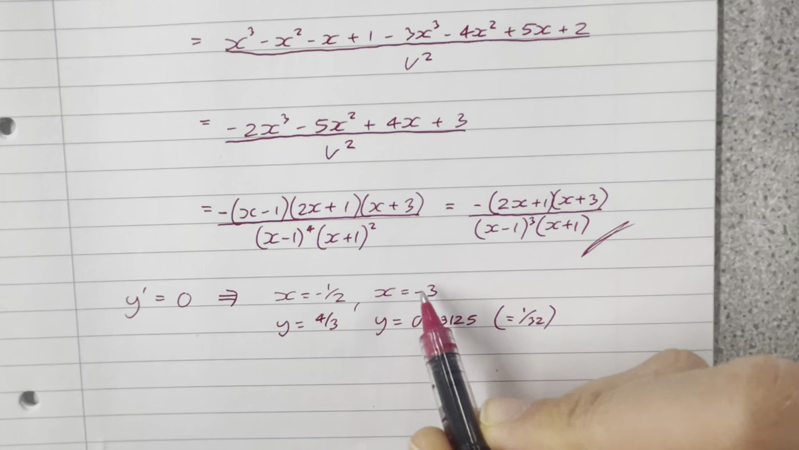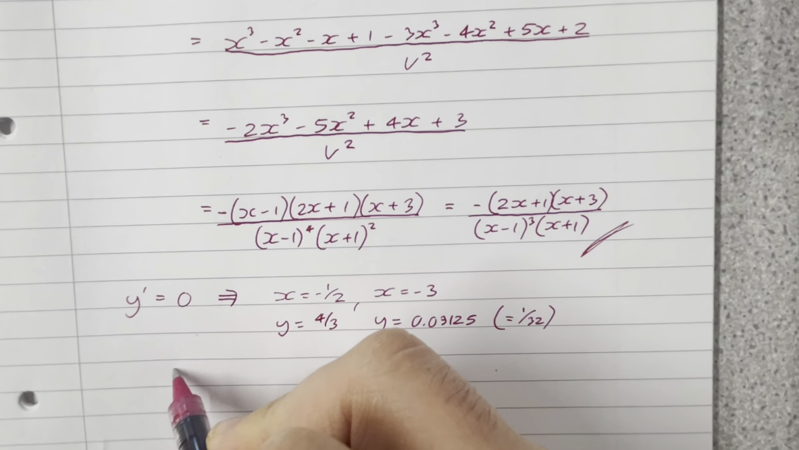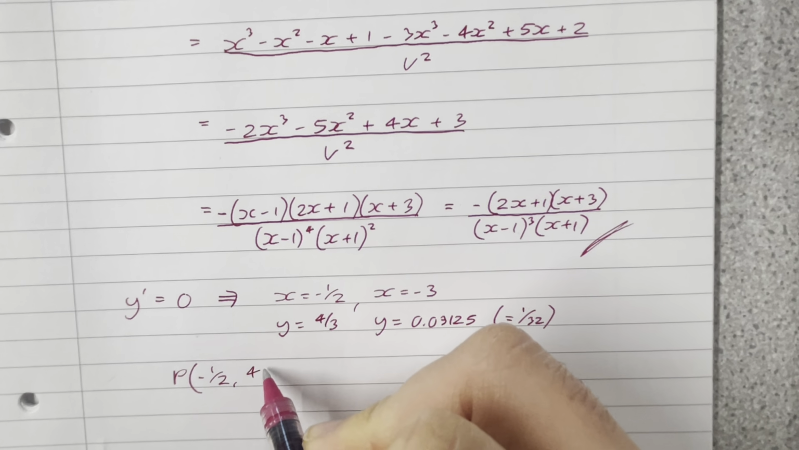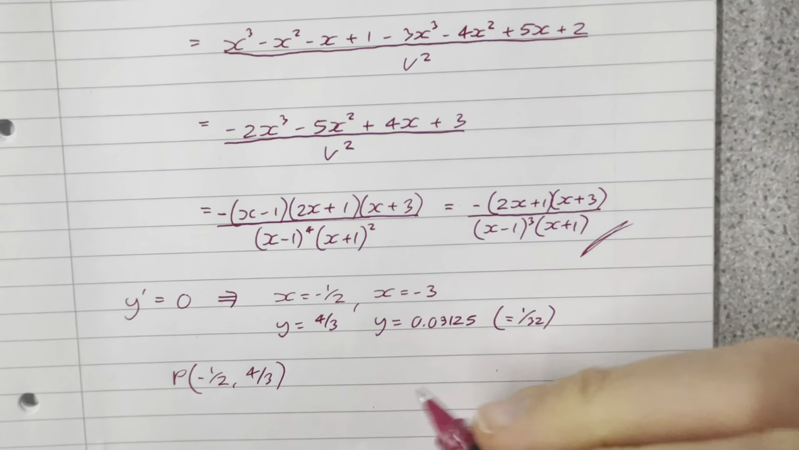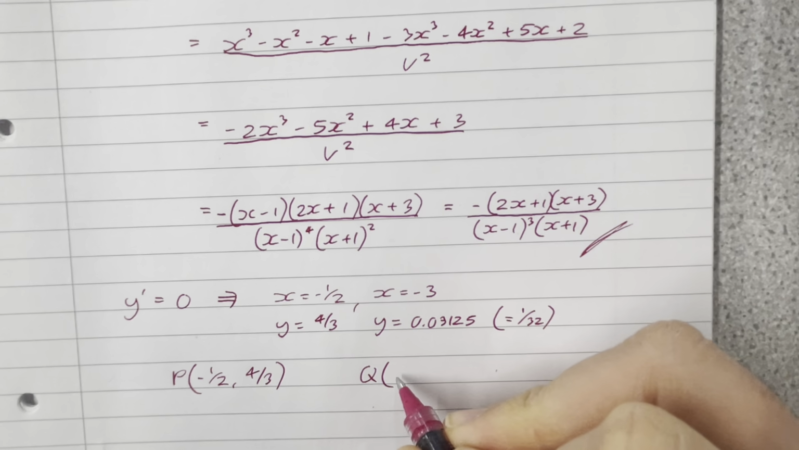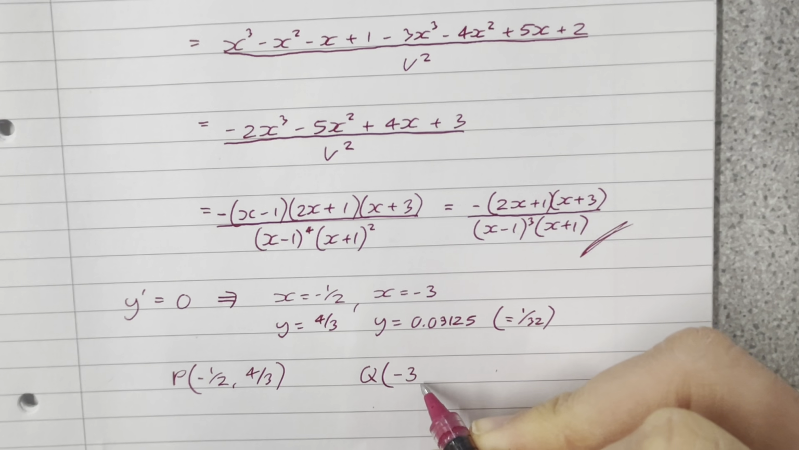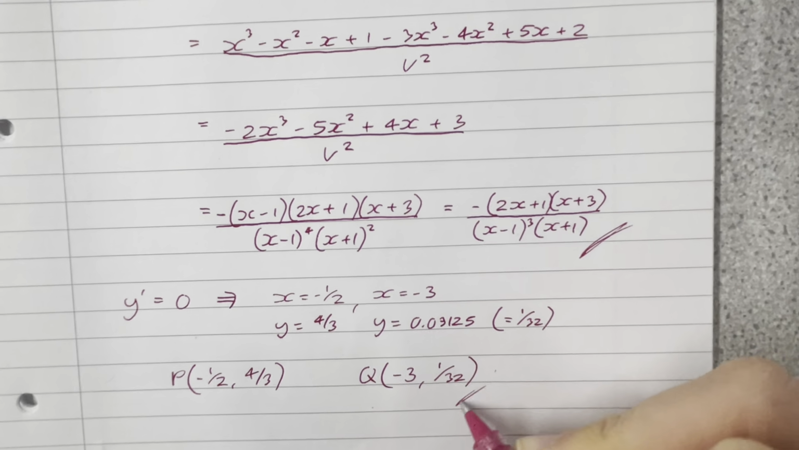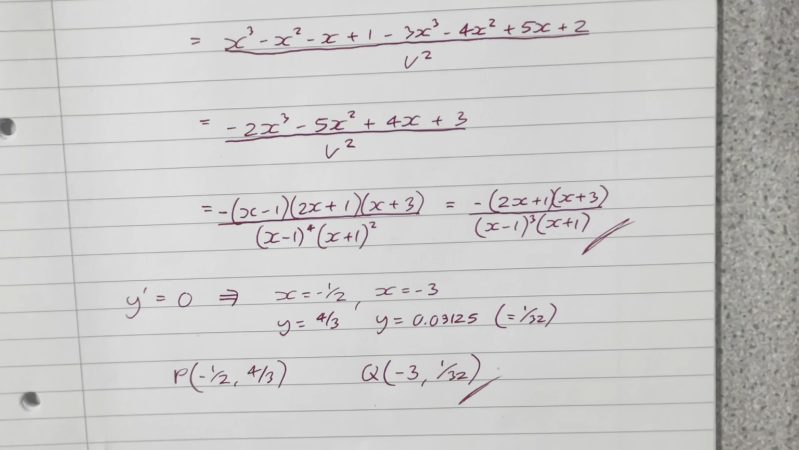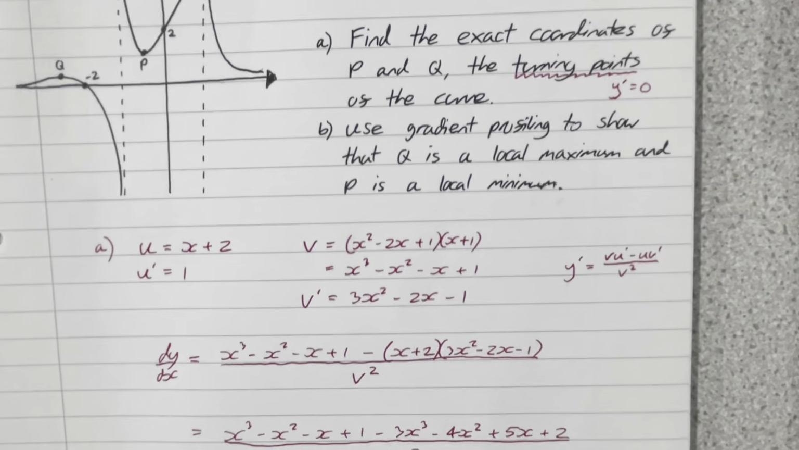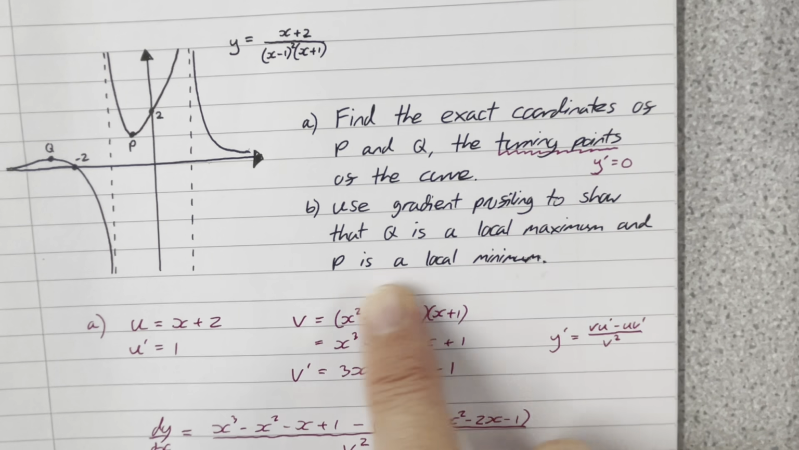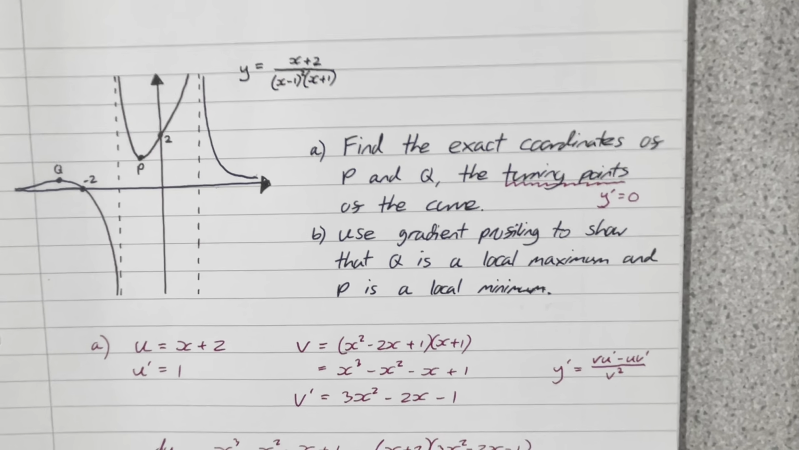Okay, so we got the x coordinates and the y coordinates, so now we need to state the coordinates. So p was when x was minus a half, so that has coordinates minus a half, 4/3, and we can see that's exact. And q, that was to the left of the left asymptote, so x is minus 3, and y is 1 over 32. And there we go. That finishes part A, the two coordinates of the turning points. Part B, use gradient profiling to show that Q is a local maximum and P is a local minimum.